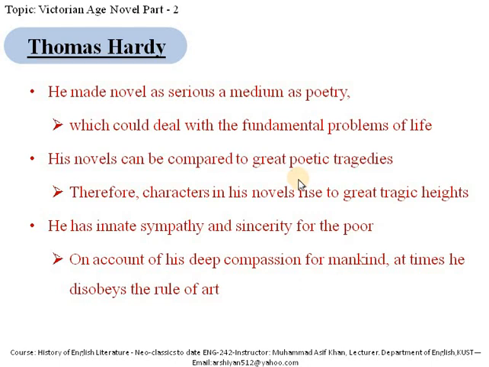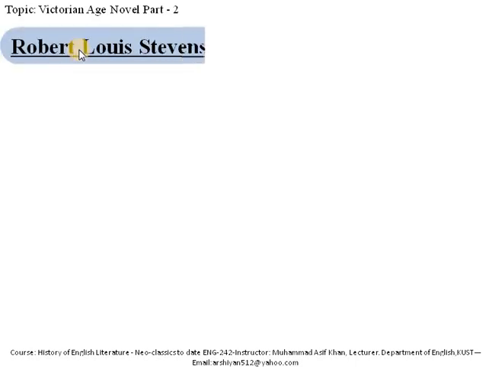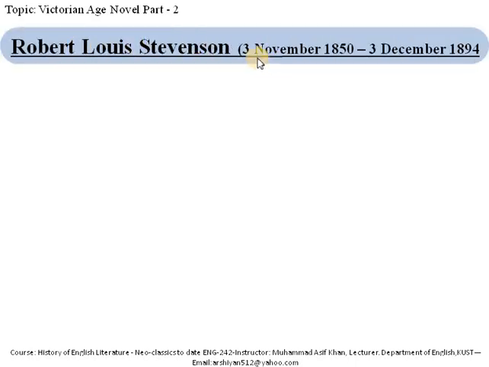And now let's move toward the last novelist which I am discussing in this lecture, and that is Robert Louis Stevenson. He was born on 3rd November 1850, and he died on 3rd December 1894. He was basically a Scottish novelist and a poet and a travel writer.